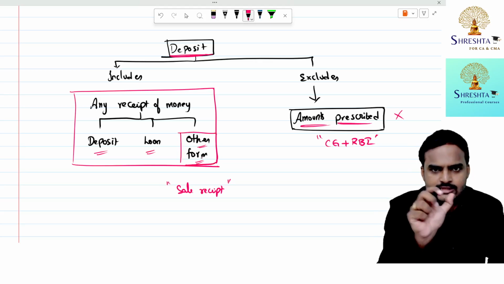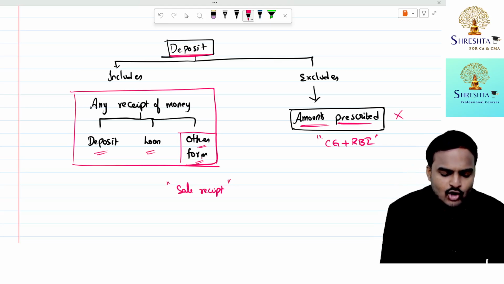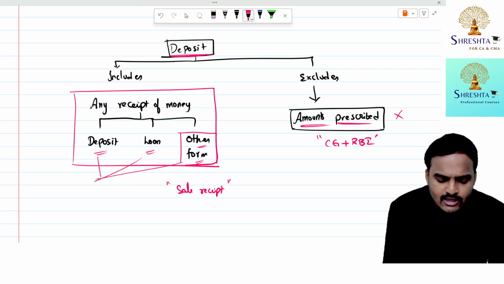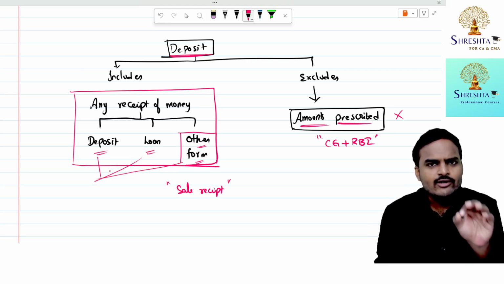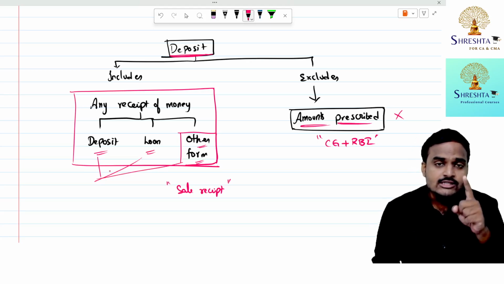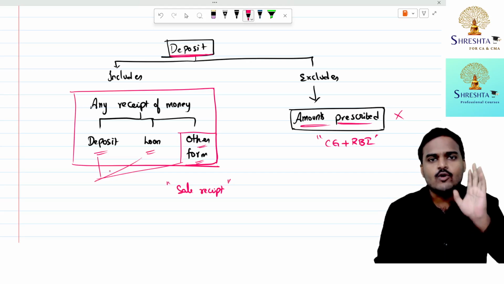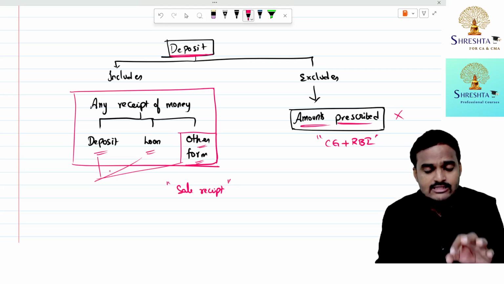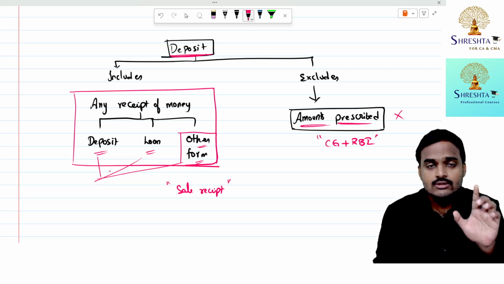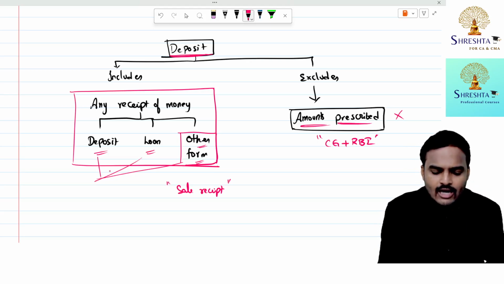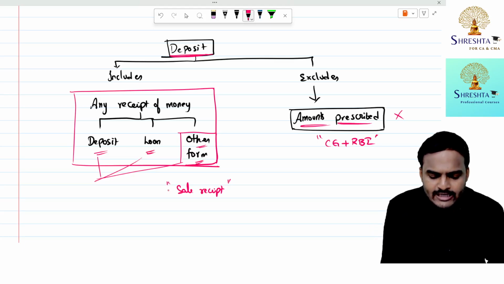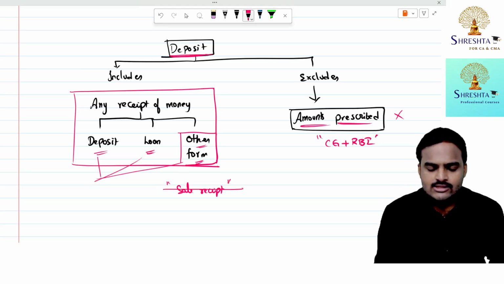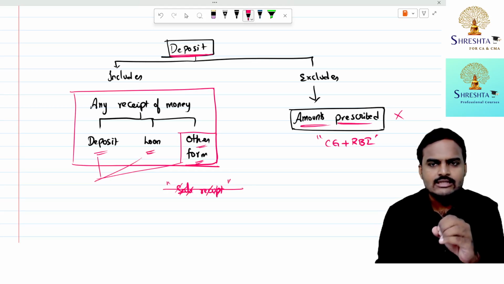See, in a statement, if you find a combination of specific words and general words, the general words always derive their color from the specific words. Ejusdem generis. I first told you ejusdem generis in the doctrine of ultra vires. So here, other form is also indicating a loan to the company only. Sale receipts from customers, from debtors, are not termed as deposits. So a loan or deposit of the company is treated as a deposit.